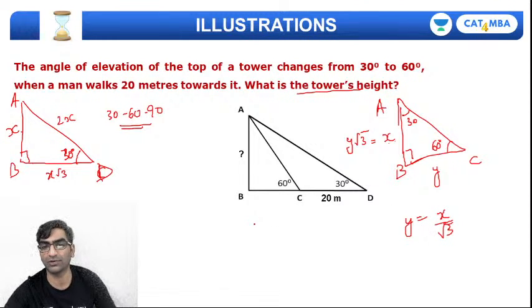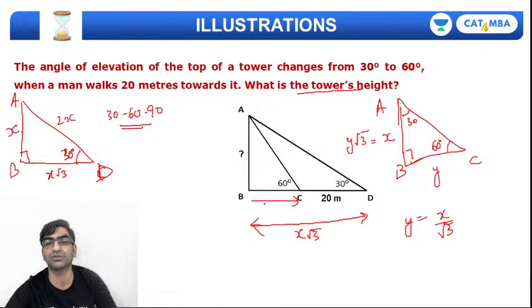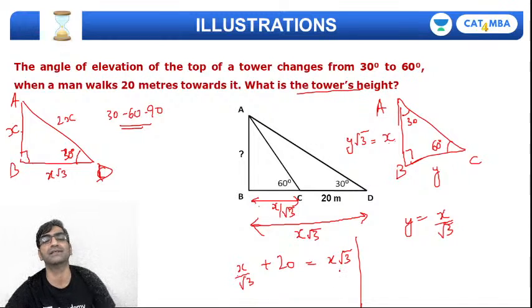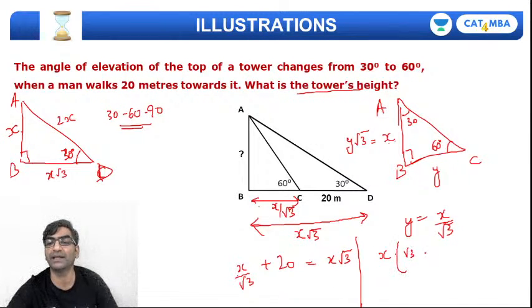So let's go back to the original figure. I know now that BD, the entire length, is x root 3, and I know BC, which was y, we have determined as x upon root 3. Which basically means I can put this together and say x upon root 3 plus 20 should result in x root 3, and you can then solve this linear equation in x. x into root 3 minus 1 by root 3 equals 20. Taking an LCM, 3 minus 1 is 2. x will become 20 into root 3 divided by 2.